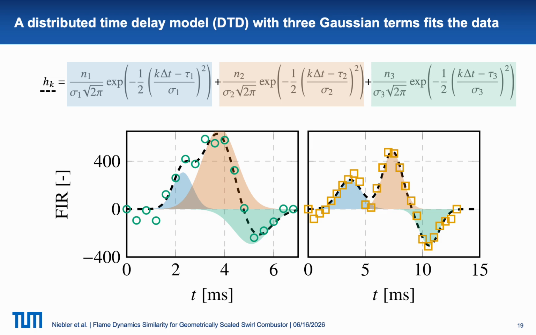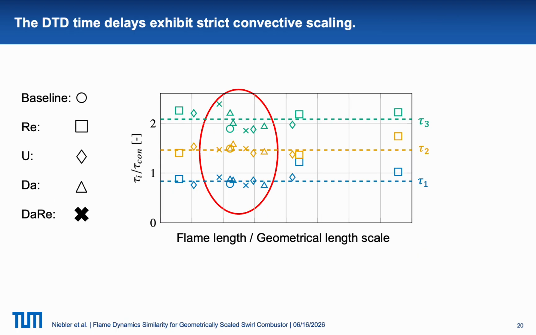For the two exemplary cases shown here, it is quite well visible that three Gaussian peaks are enough to get a perfect, or actually near perfect, fit for all of the cases, basically just by three Gaussian peaks. If we focus on the time delay parameters, the taus here, it is very well visible that we get a nice scaling rule for all the parameters, for all of our cases actually.